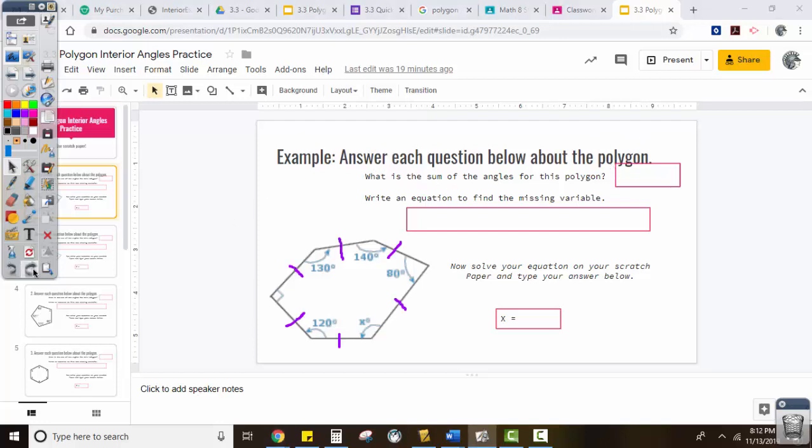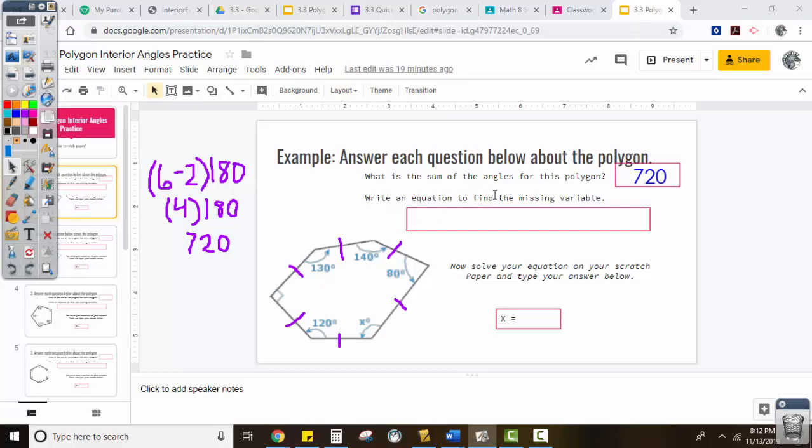So first I'm going to count the sides. There's 6 sides. On your scratch paper, you can work out your problem. So 6 minus 2 is 4, times 180 equals 720. You don't have to write this one down. It's just an example that I'm showing you of what you're going to do. So then you'll type your answer in the box. So there's 720 degrees in there.